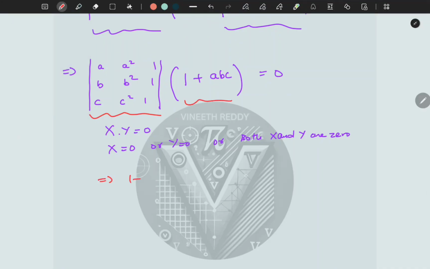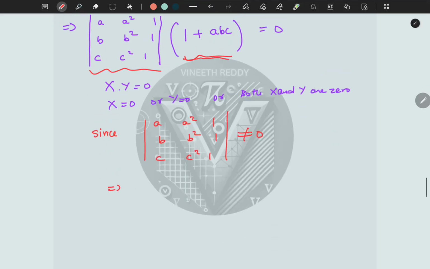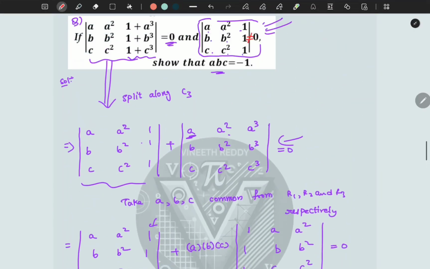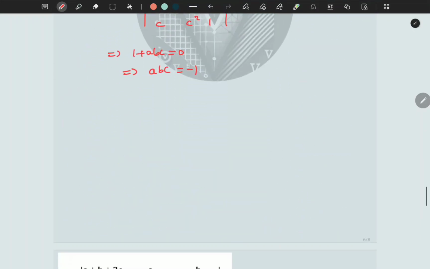Now this implies we can write, since the determinant of a square 1, b square 1, c square 1 is not equal to 0, we can comfortably say that the remaining part, 1 plus abc, should be equal to 0. That implies abc is equal to minus 1. I think that's what we have to prove here. We need to show that abc is equal to minus 1. So we can now comfortably say hence proved, right?